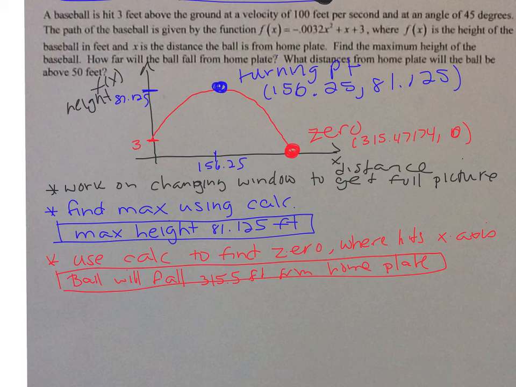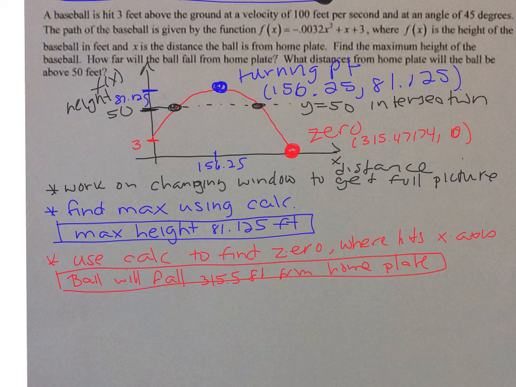Okay, next part. It says, what distance from home plate will the ball be above 50 feet? So here's 50 feet, right in here someplace. I want to know for how long it will be above 50 feet, so I want to find these 2 points here. So graph this line, y equals 50, and find the points of intersection. You do second calc, intersect. Just make sure you bring the cursor closer to the point you're trying to find.